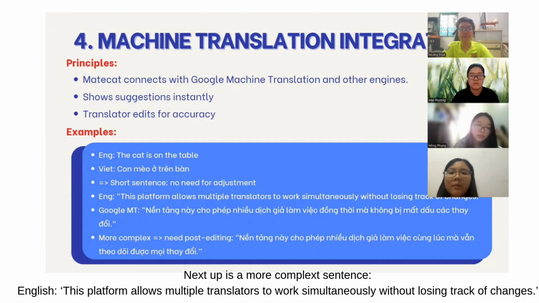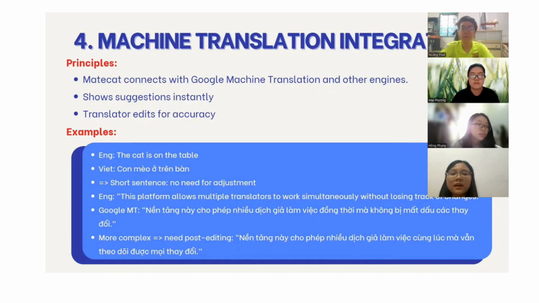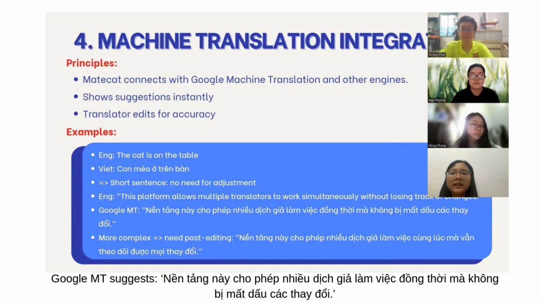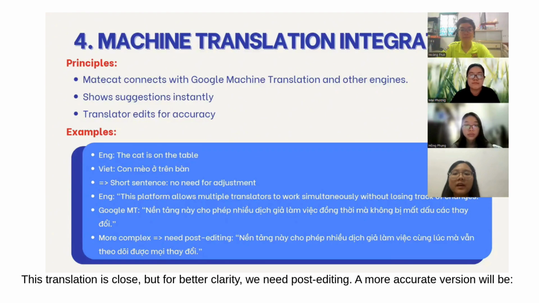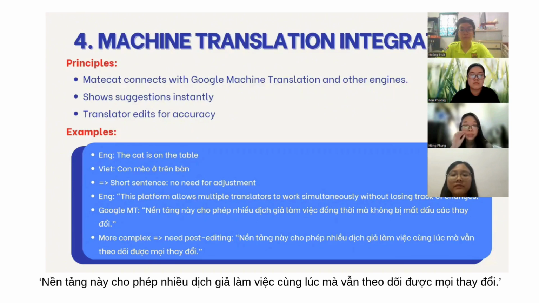But next, with a more complex sentence, English: "This platform allows multiple translators to work simultaneously without losing track of changes." Google MT suggests: "Nền tảng này cho phép nhiều dịch giả làm việc đồng thời mà không bị mất dấu các thay đổi." This translation is close, but for better clarity, we need post-editing. A more accurate version will be: "nền tảng này cho phép nhiều dịch giả làm việc cùng lúc mà vẫn theo dõi được mọi thay đổi."